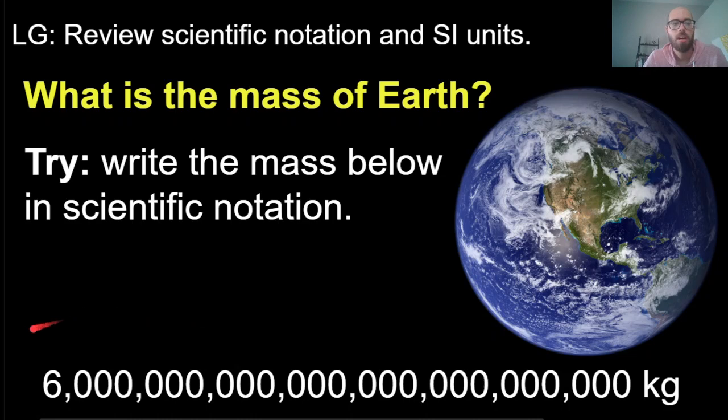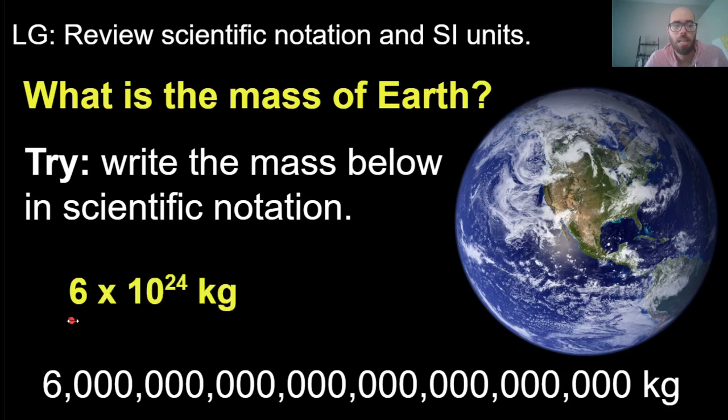Okay, now I want you to try the Earth example. Write the mass of the Earth using scientific notation. Pause the video now. Okay, let's take a look at the solution. So we're going to write the leftmost digit, the number 6, followed by a decimal point, followed by the remaining digits. Those are all zeros.